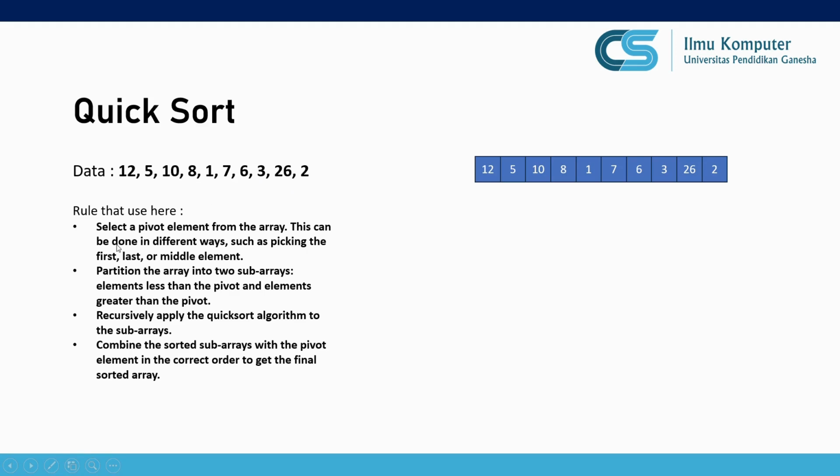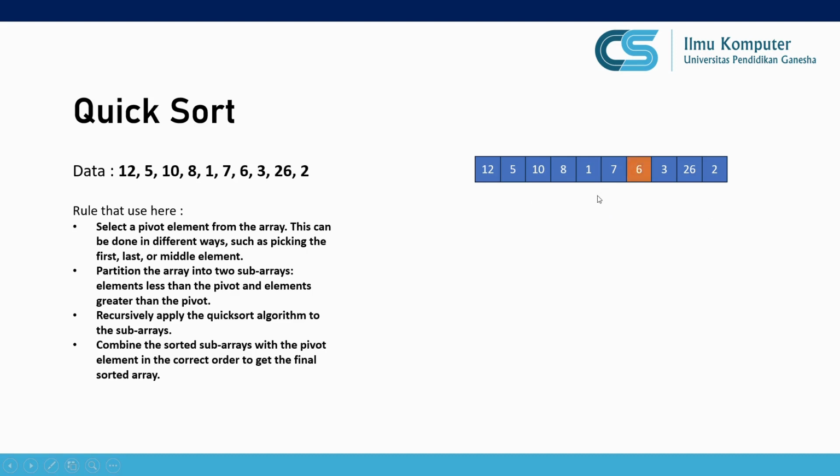Rule number 1, we have to select a pivot element from the array. This can be done in different ways, such as picking the first, the last, or the middle element. After that, we partition the array into two subarrays. Elements less than the pivot go to the left side, and elements greater than the pivot go to the right side.